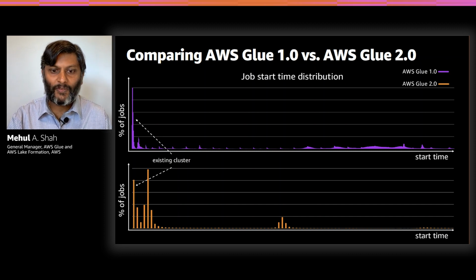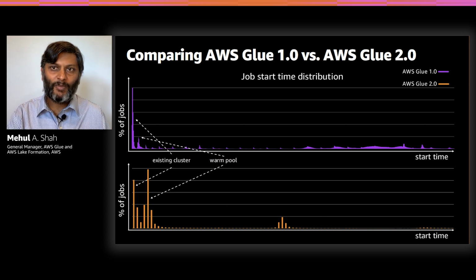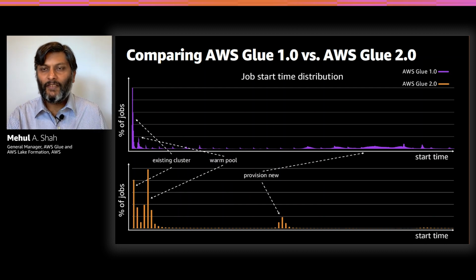We call this warm start. If you end up hitting the warm pool, it'll be a little bit slower, and that's the second hump that you see, but it's still pretty fast. And then, of course, if you need to go provision new machines and you need to go and configure them, and you're going to EC2, it's going to take much longer.